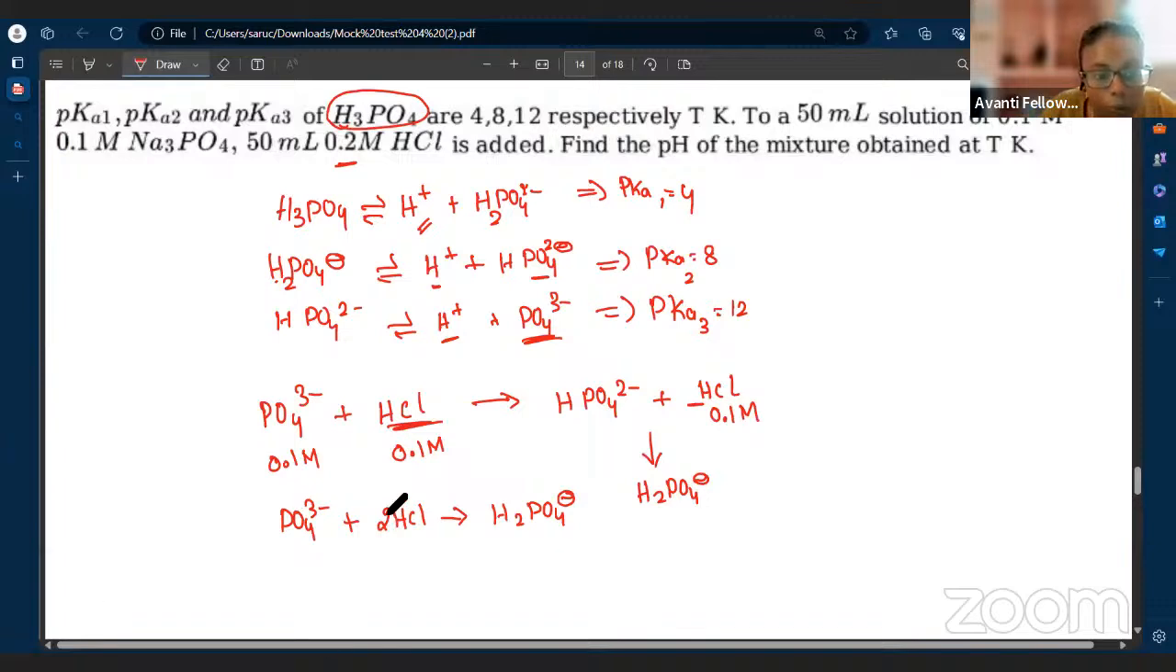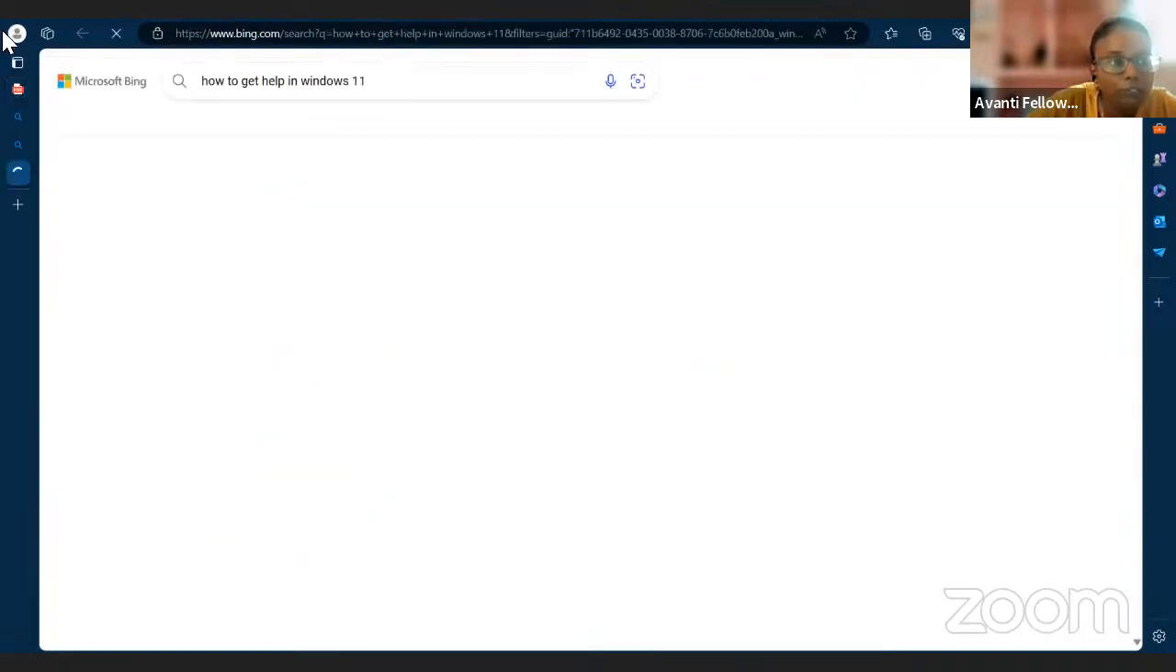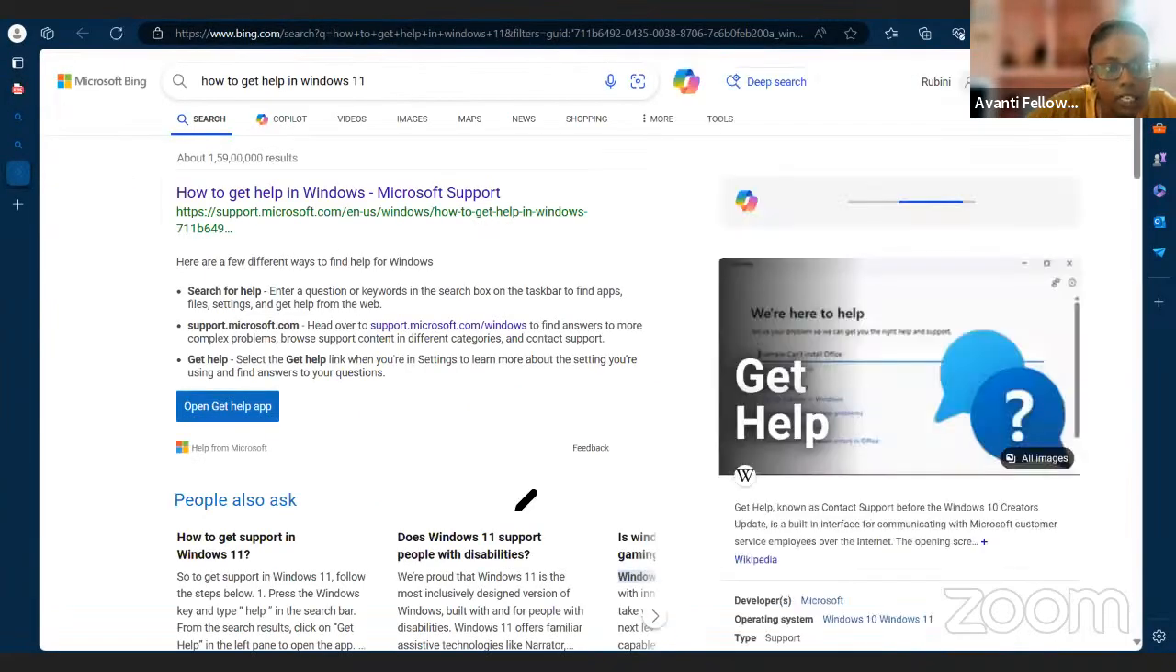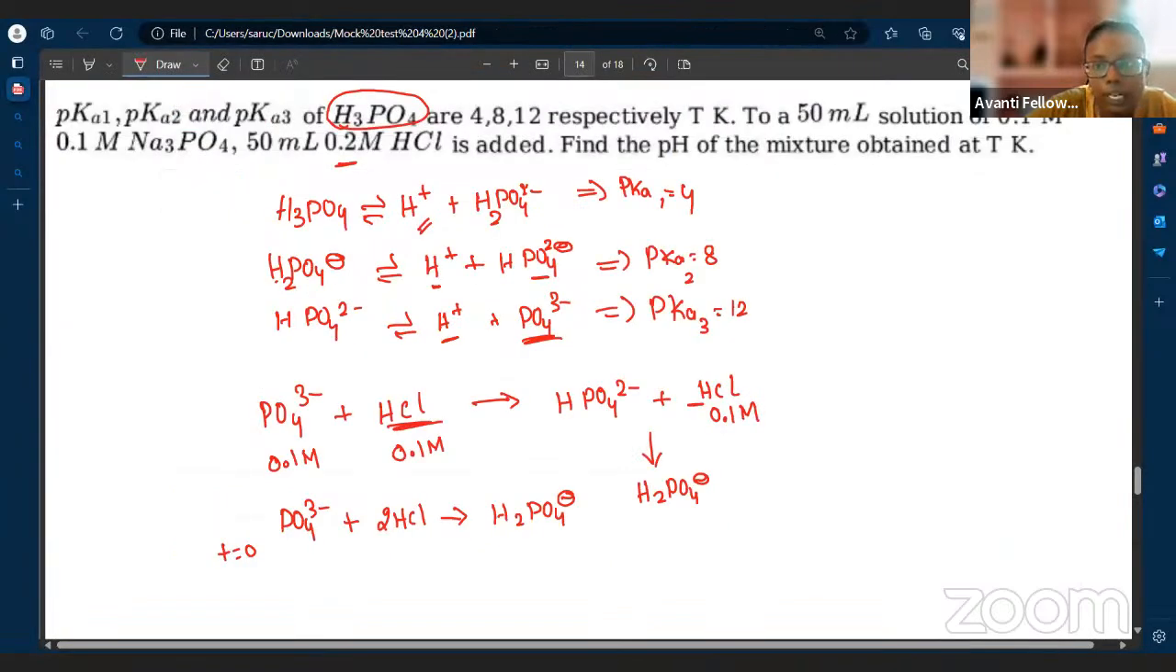What is given? 0.1 M. At time t equal to 0, we have 0.1 M of 50 ml HCl. So what would be the number of moles? 0.1 into 50 is equal to 5. So the number of moles is going to be 5.